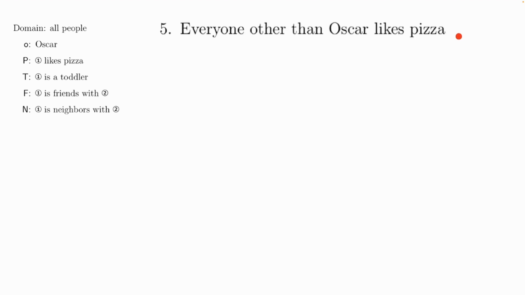Okay, next we have "everyone other than Oscar likes pizza." This one, there could perhaps be a little bit of dispute about exactly what this English statement is saying. On one way of translating it, you could see it as saying, for all X, if X is distinct from Oscar, so if you have someone that's not Oscar, then they like pizza.